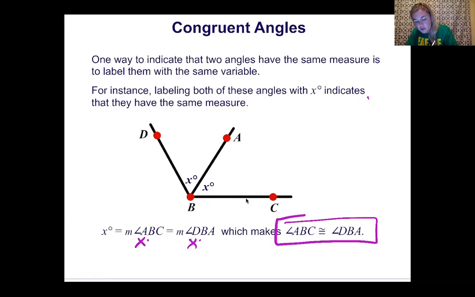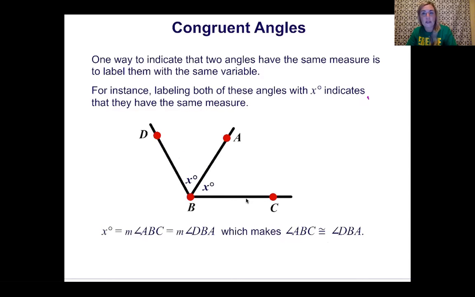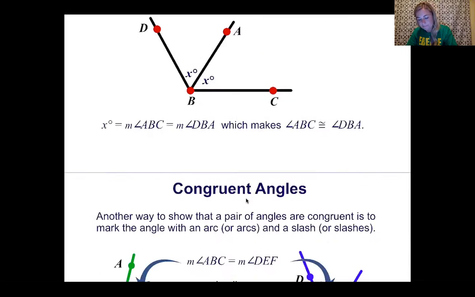So this time they've chosen an X. They could have chosen an A if they wanted. They could have put like a little heart here, or like a line here. As long as you have the exact same thing inside both angles, that shows you that they are the same and that they are congruent.